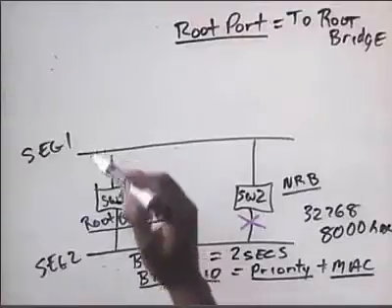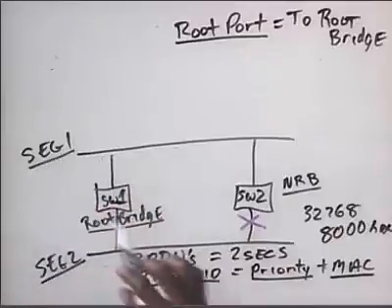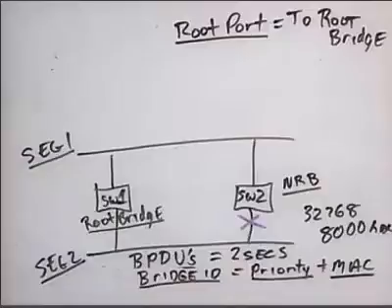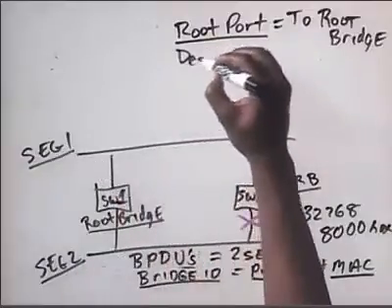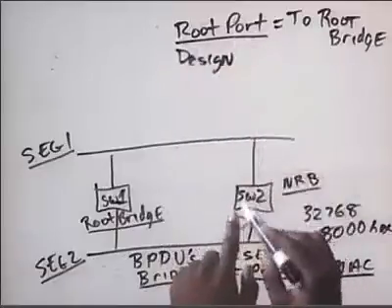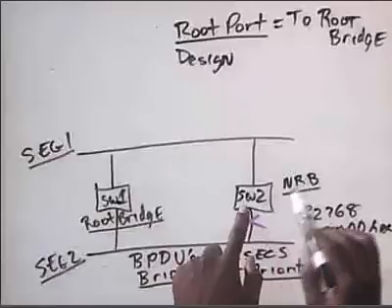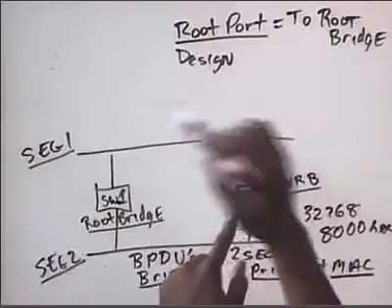The third rule for spanning tree is that there can be one designated port per segment. Let's take a look at that. Note here we have two segments. Root bridge, non-root bridge. For each one of these segments, there will be one designated port. We said that a root port is on a non-root switch, and that's going to be the port that goes to the root bridge.